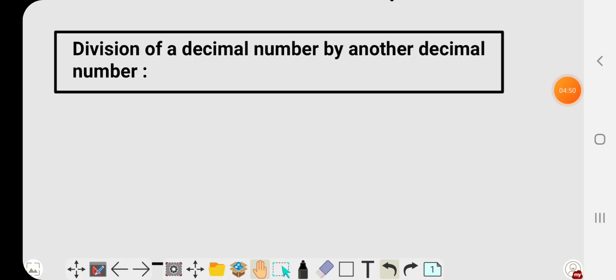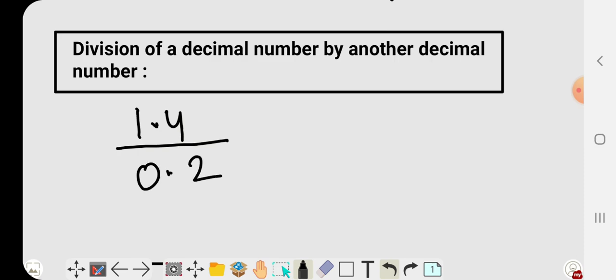Next is division of a decimal number by another decimal number. Like there is a number 1.4, and there is a number 0.2. What we will do at first is try to remove the decimals. For this, there is only one. You can write this also. Let's take some more good examples.